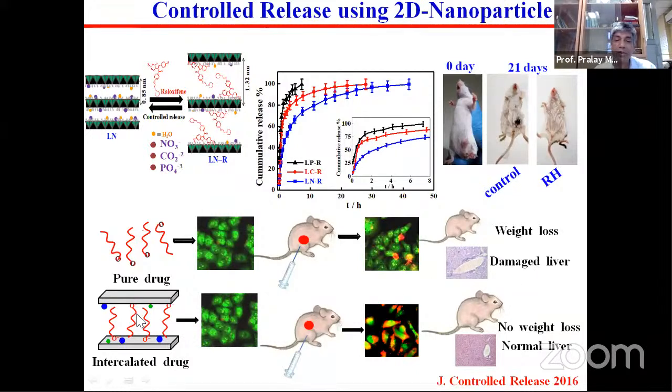And if we inject our modified system, where there will be slow release and they follow these kinetics, then the morphology of the liver is normal, which is also visualized from the no weight loss of the animals. No weight loss means the animals are healthy. As you know, during chemotherapy, the patients lose weight, hair, and appetite.